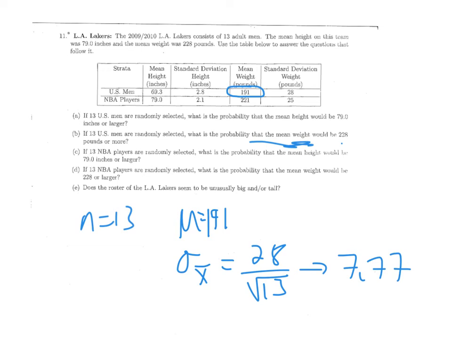7.77 versus 0.77 for the other one, right? And that makes sense because this is 10 times the size. But let's use that David Lane applet and figure this out, because what I'm really asking is: if the mean weight is 191, how likely is it to have a group of 13 men with their mean weight being more than 228? So we're looking for that area.